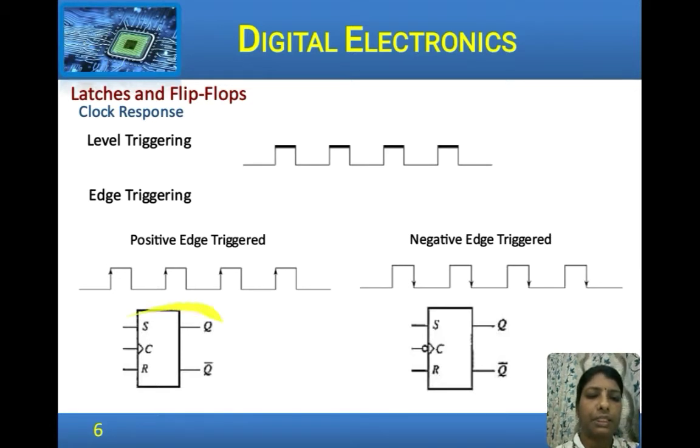So it is represented by this symbol, SR, Q and Q bar outputs, and the clock that is given is positive. A negative edge triggered flip-flop will be triggered when the clock goes from high to low. So these are the negative edges of the clock, and it is represented as shown, and the clock is shown with a bubble which indicates a negative edge triggered flip-flop.